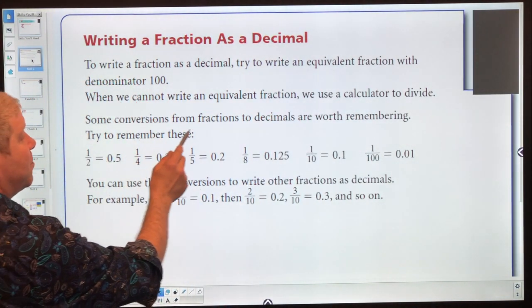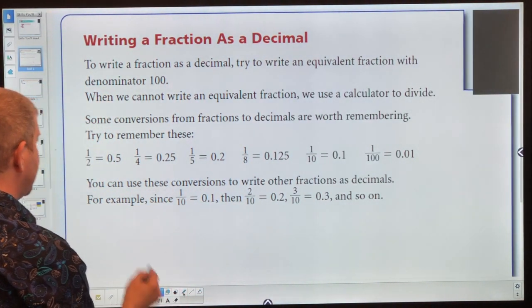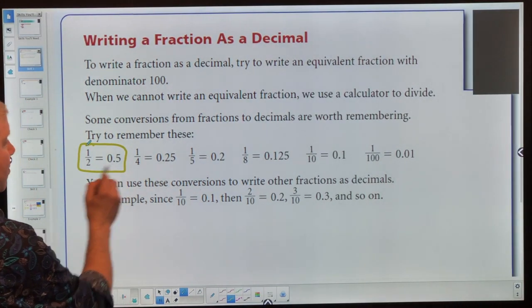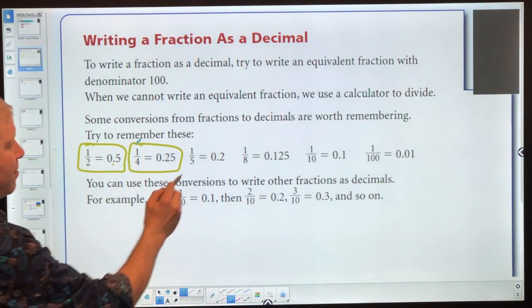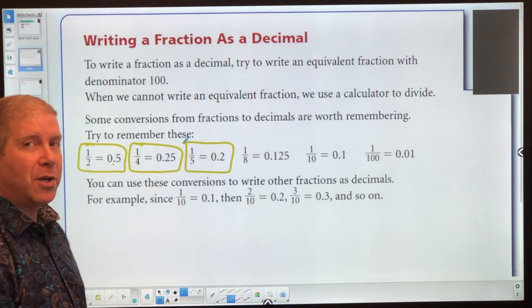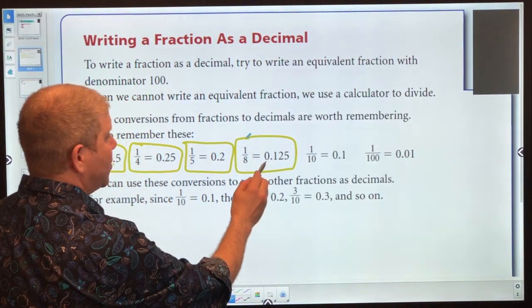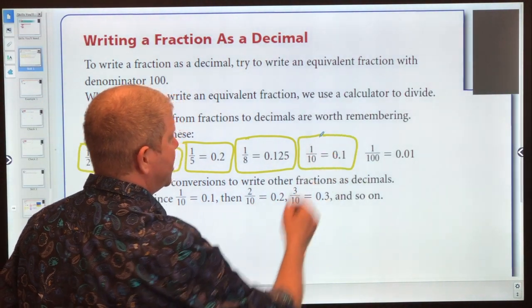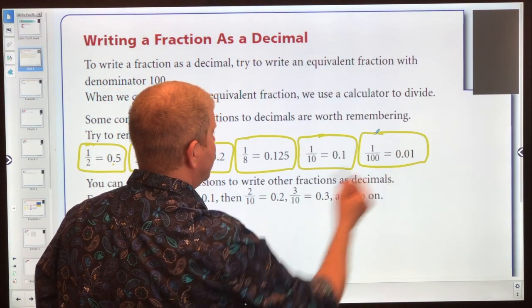Now there are some conversions from fractions to decimals that are worth remembering, and these are the ones you want to remember. So first of all, we mostly know that 1/2, 1 over 2, equals 0.5. 1/4, 1 over 4, equals 0.25. 1 over 5, otherwise known as 1/5, is equal to 0.2. 1 over 8, and we can actually say 1/8, is equal to 0.125. One that we often hear is 1 over 10, and that's equal to 0.1. And 1 over 100 is 0.01.